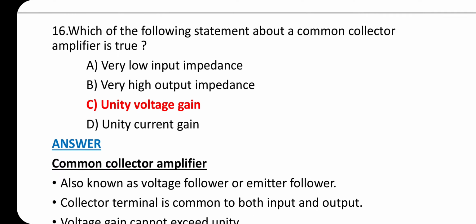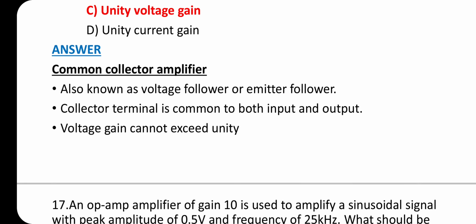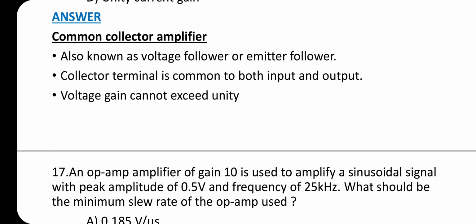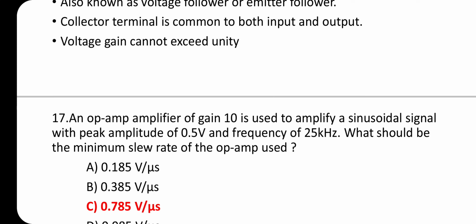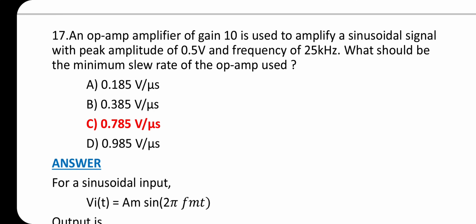Question number 16. Which of the following statements about a common collector amplifier is true? That is unity voltage gain. Again, option C is correct. Common collector amplifier, also known as voltage follower or emitter follower. Collector terminal is common to both input and output. Voltage gain cannot exceed unity.